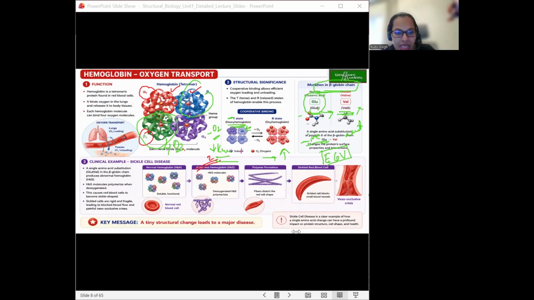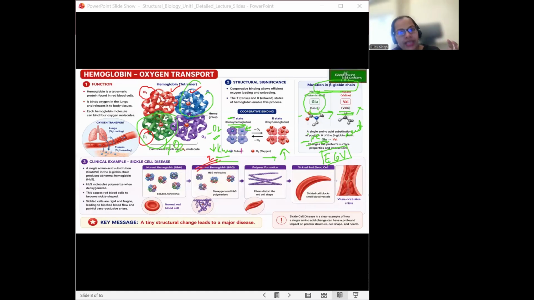Okay, now let's move further. What is happening now? As I mentioned, please remember, glutamic acid is negatively charged. It is very hydrophilic in nature, whereas valine is nonpolar, hydrophobic, and neutral. It is going to change the surface chemistry of your protein. The negative charge is now getting neutralized.